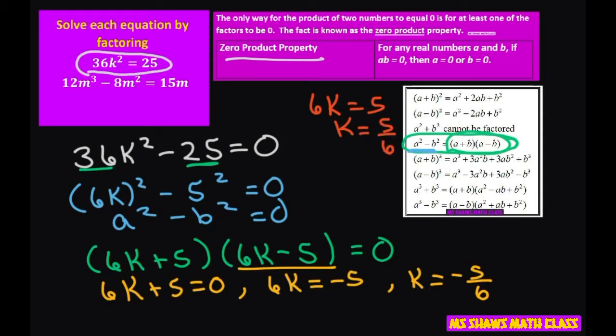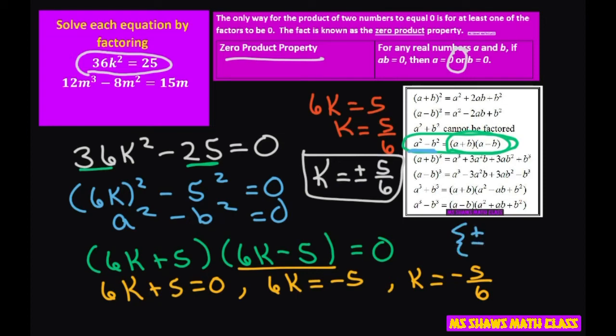So the way you might want to write your answer is you can just write it like that. Make sure you use the word or. You can just say k equals plus or minus. That's what that means, plus or minus 5/6. That's one way to write it. Or you can write it as a set. You can write it as plus or minus 5/6. Or you could write it as positive 5/6 and negative 5/6, like that. And you can switch those around if you want.